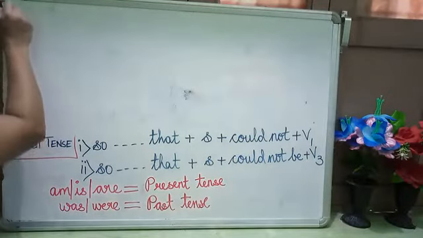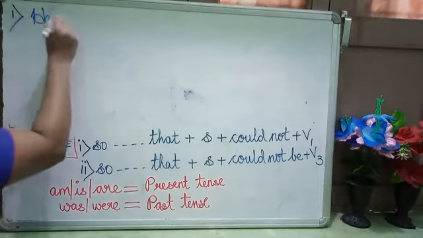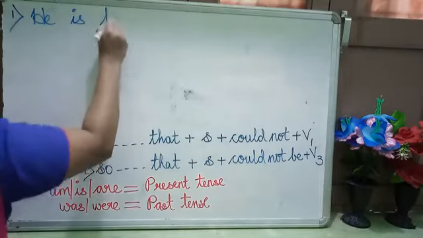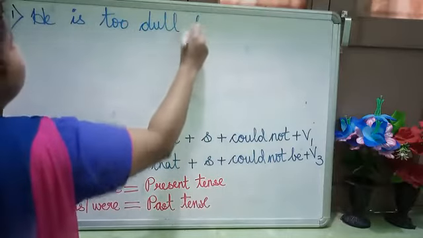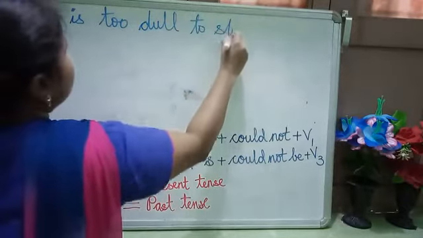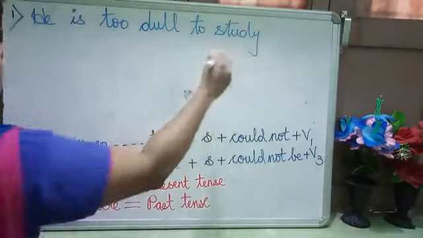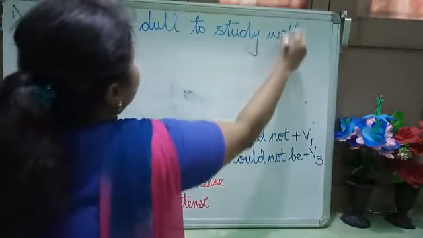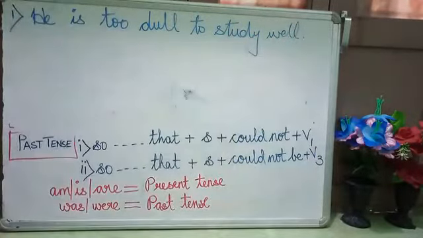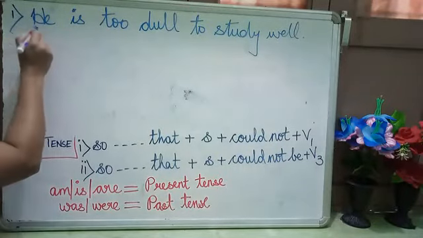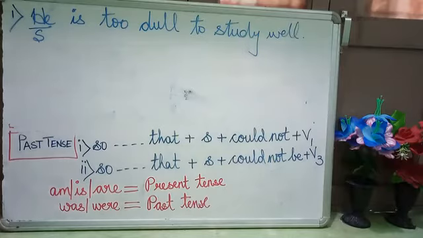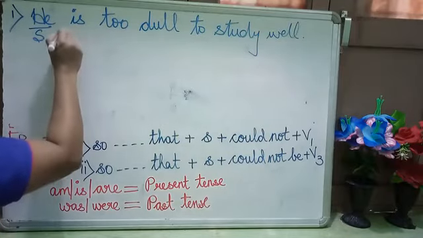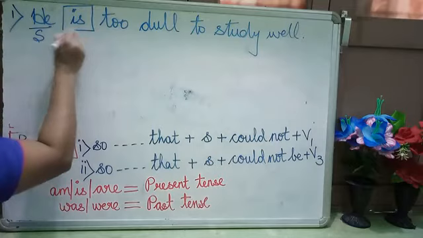One example I am giving you. The example is: he is too dull to study. He is too dull to study well. Now listen here. The subject is a person, so you will use the first rule. And now here is there.